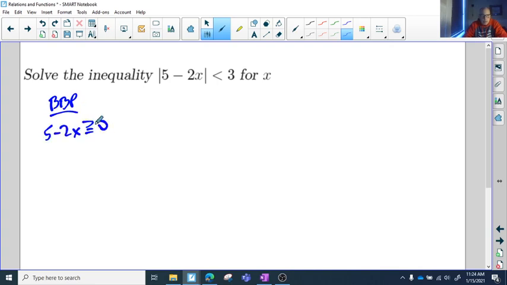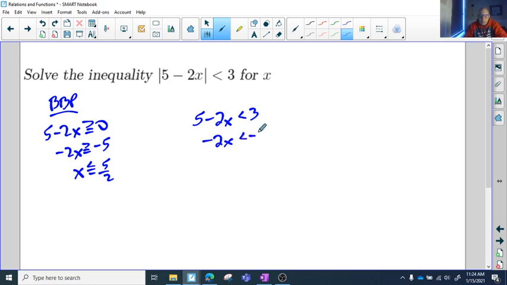So greater than or equal to 0. Negative 2x would have to be greater than or equal to minus 5, which would only happen if x was, now I got to divide by a negative 2, that's why I'm going to switch the symbol. So x must be smaller than or equal to 5 over 2. If between the bars is positive, I don't need the bars because they're not really going to do anything. And I just solve this inequation. So minus 2x is less than minus 2. Dividing by a negative both sides, x will have to be greater than 1.